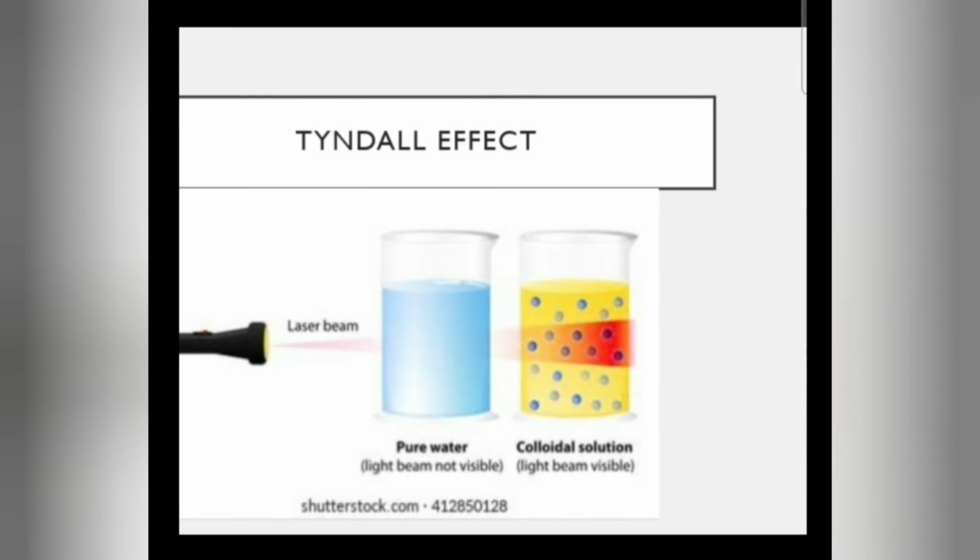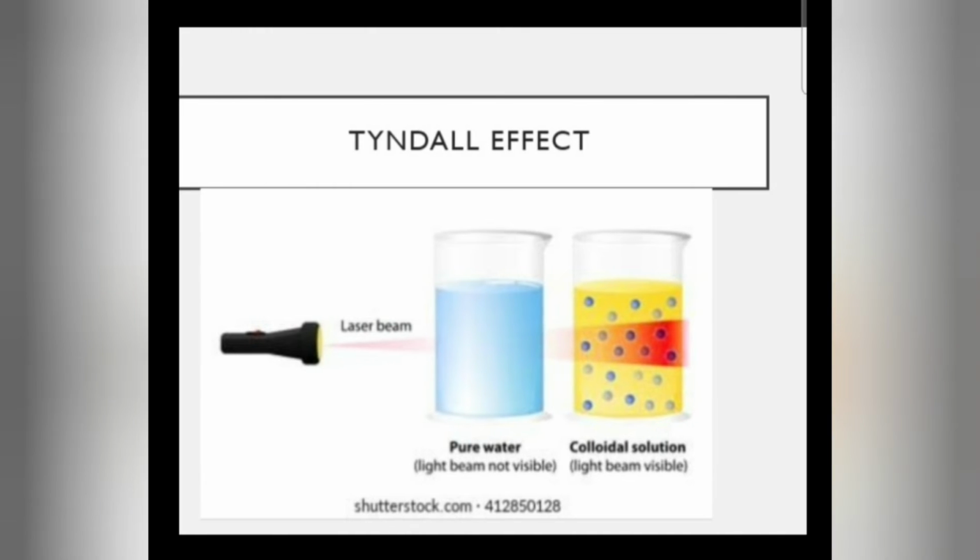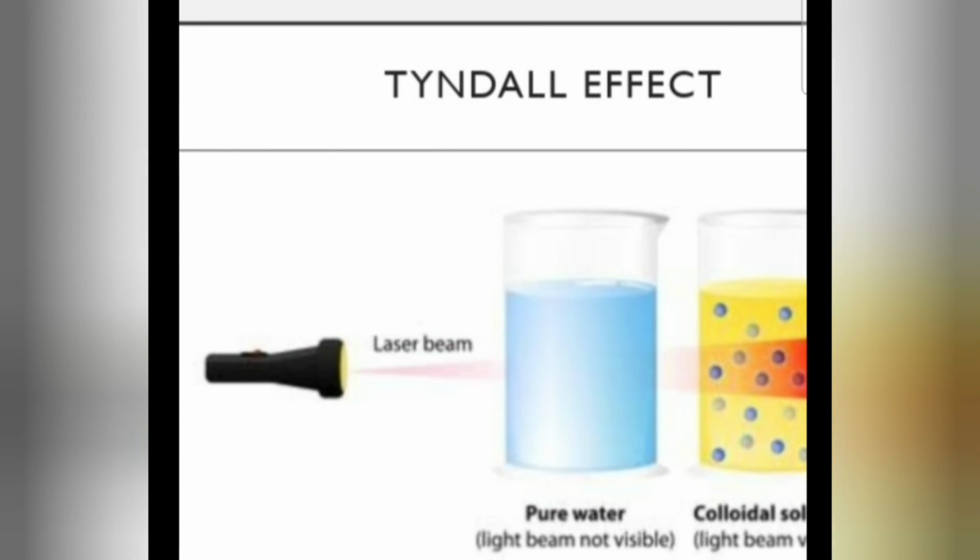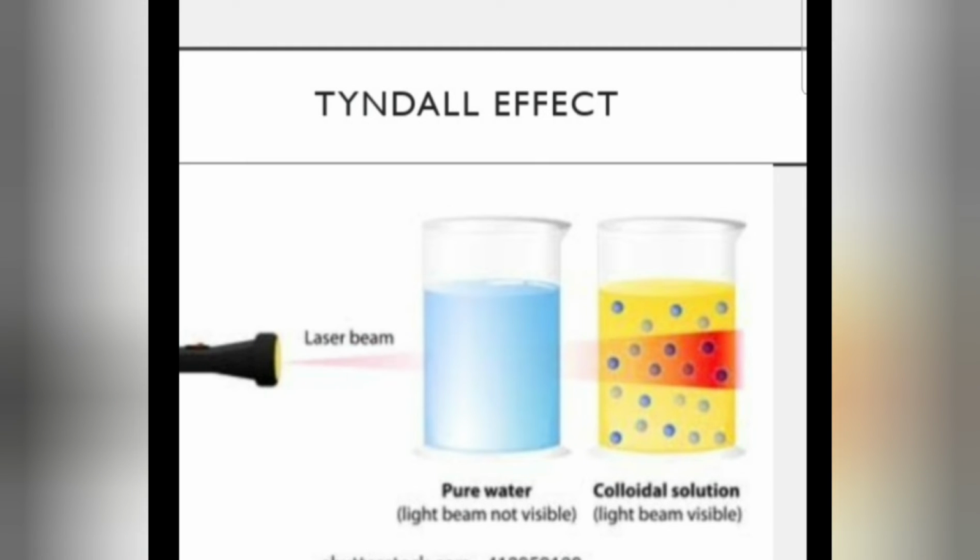This is the image of how the Tyndall effect is possible. For this you need a torch and two beakers which contain pure water and a colloidal solution. You need to switch on the torch and pass the beam of light through these beakers. What you can see is that the light beam is not visible through the pure water. But if you pass the same light beam through the beaker of colloidal solution, it scatters the light and so the light beam is visible.